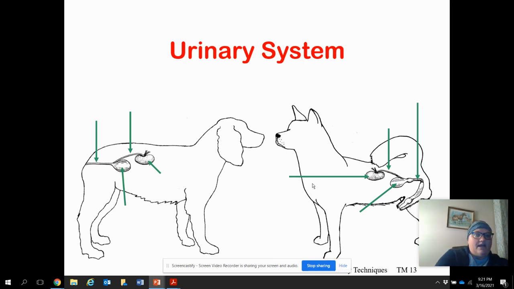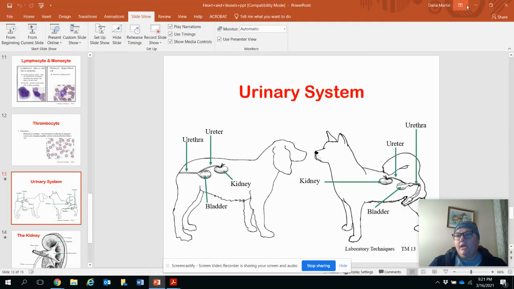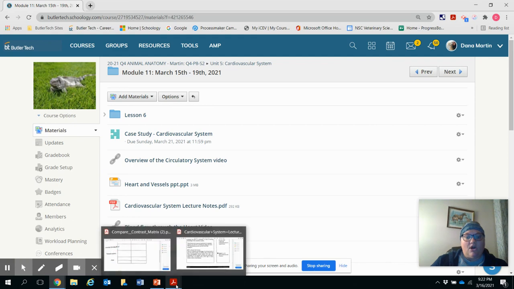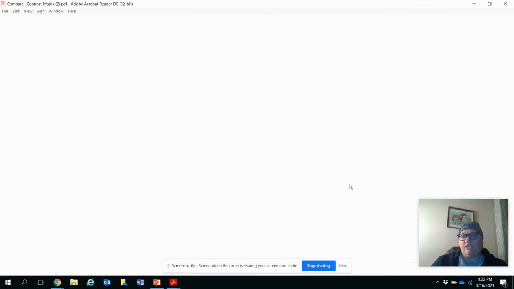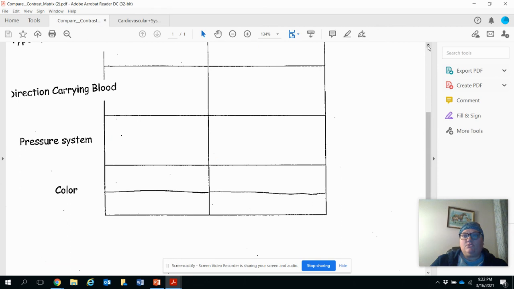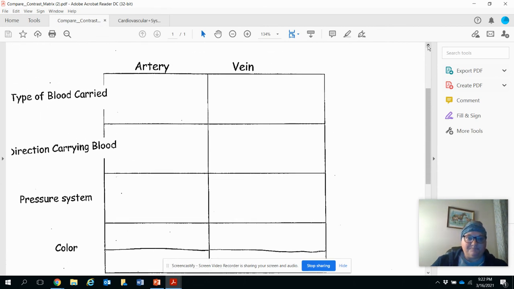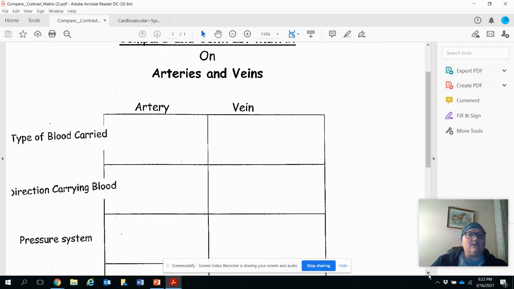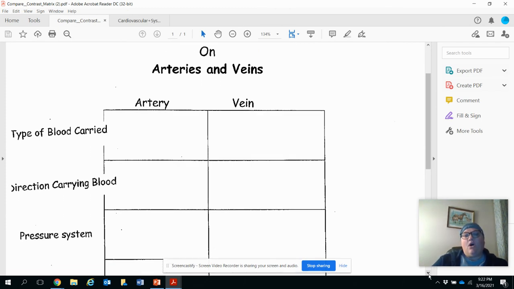All right, so that is it for our lecture. I do want to go over that compare and contrast matrix and talk about the arteries and veins to make sure that we have that down. So let's scroll up to the top here. All right, so arteries and veins, type of blood carried. So arteries carry oxygenated blood, so you would write oxygenated right here, and then veins carry deoxygenated blood.